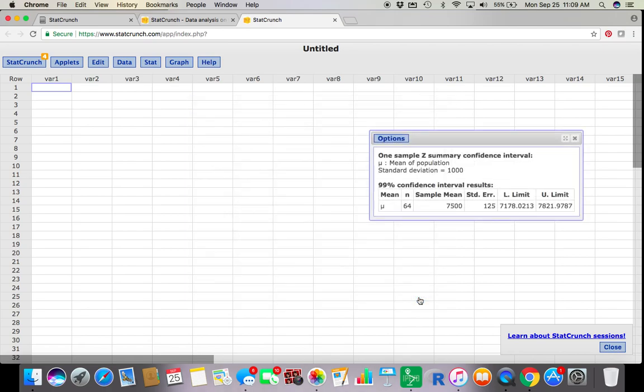So my lower limit is 7178.02 and my other is 7821.98. So my lower limit and upper limit are given in my table in the last two values.